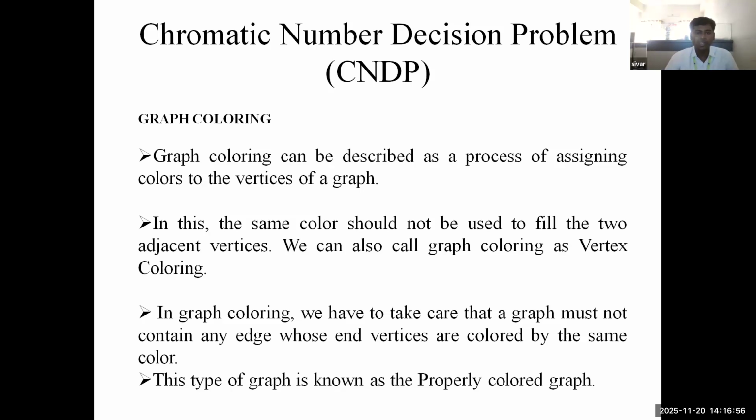Here we are going to color the vertices, but the condition is that no two adjacent vertices have the same color. In graph coloring, we have to take care that a graph must not contain any edge whose end vertices are colored by the same color. This type of graph is known as a properly colored graph.